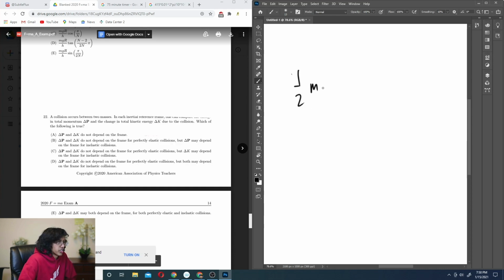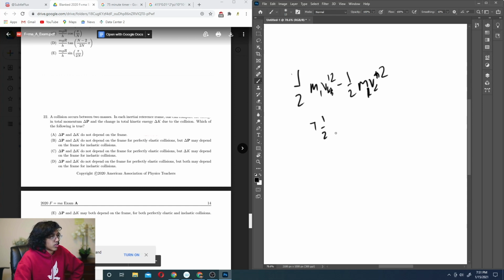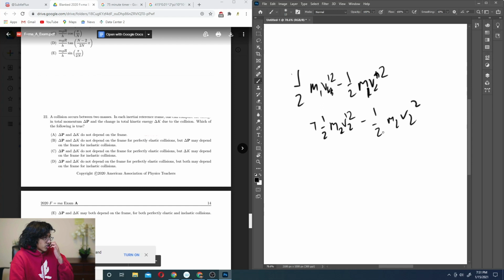Oh, okay. So let's just say 1/2 m1 v1 prime squared minus 1/2 m1 v1 squared, plus 1/2 m2 v2 prime squared minus 1/2 m2 v2 squared. Okay. Wait, doesn't this also depend for elastic though? Oh yeah, okay. Well, I think for inelastic it is for sure.